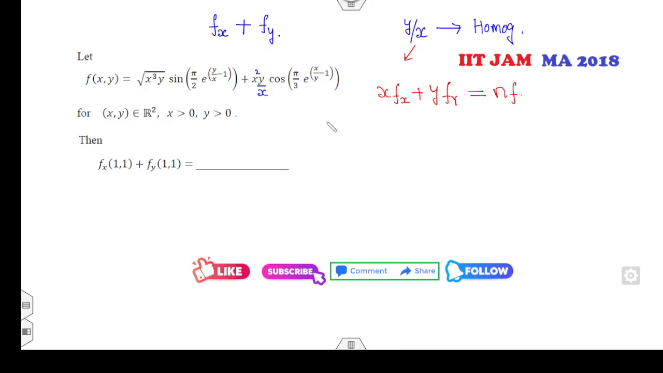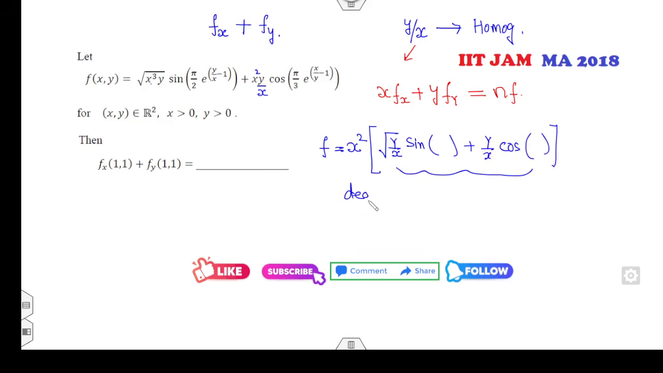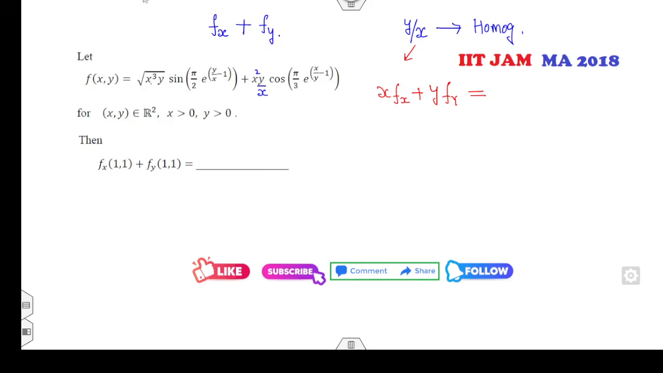Fine. So x square, I am taking the common factor out. If I take x square common from here, it's a root. So if I divide them, that will be y over x sine of y over x plus y over x cosine of y over x. Fine. That part is my homogeneous. So the degree will be 2. The degree 2 has come. So n is my 2. Fine. So as soon as you get n as 2, your answer will be 2f. Now your target is to calculate the values at 1, 1.